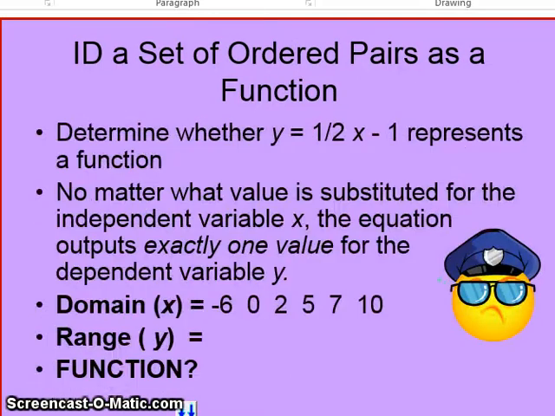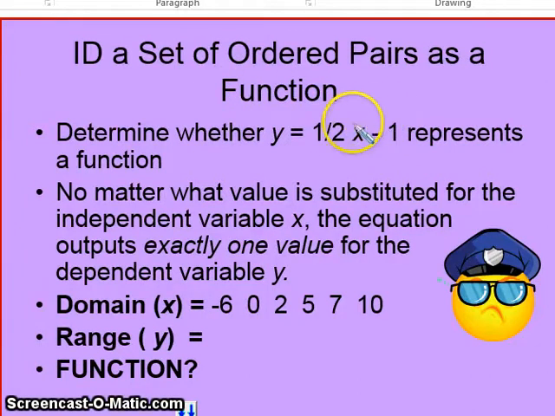Here's another example, and this needs to be in your notes. We want to determine whether y equals 1/2 x minus 1 represents a function. Now, remember that the way we tell if something is a function is if each x value has only one y value, or if each input produces only one output.